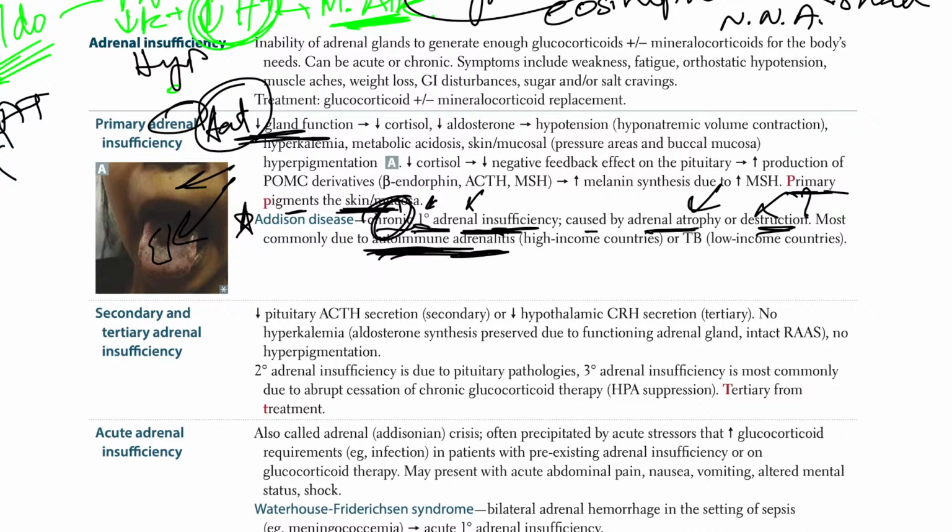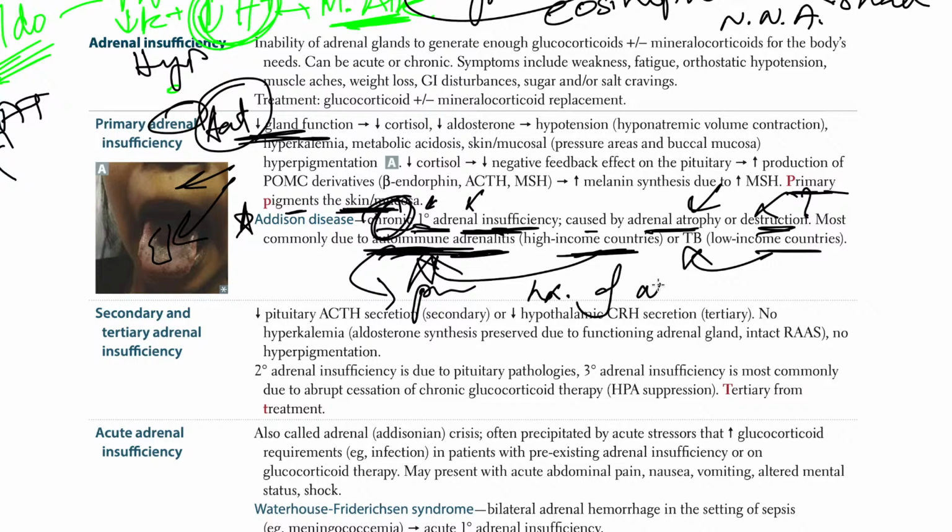It's an autoimmune disease. High income countries have autoimmune destruction of the adrenals, or the low income countries have tuberculosis, TB, causing the adrenal insufficiency, which is also very high yield. What else? With the autoimmune adrenalitis, the patient will have a pre-existing history of autoimmune disease. Pre-existing history will be there.